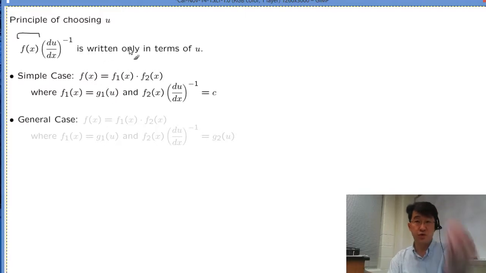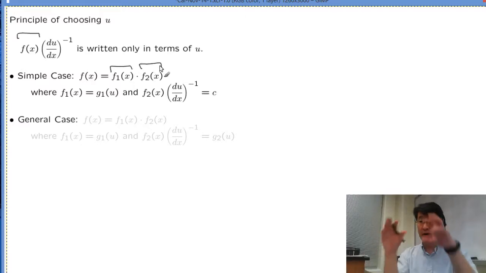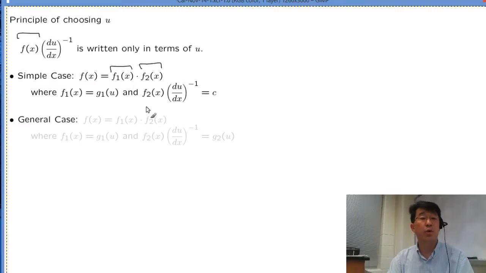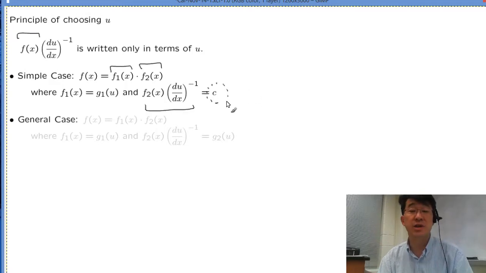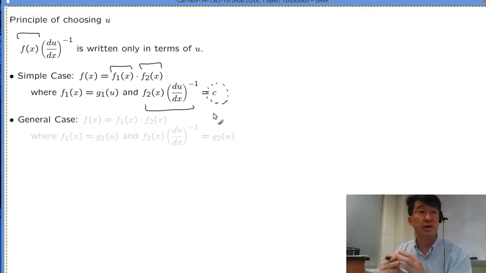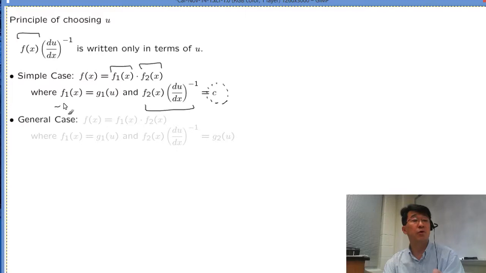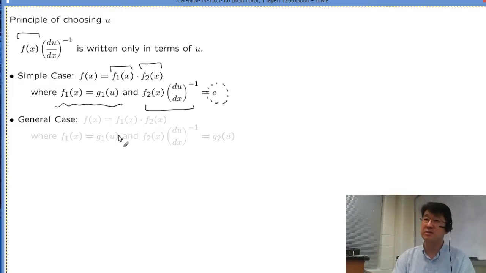So the principle of choosing u is such that first you look at this function in two parts, a product of two parts, such that one of the parts is multiplied by the reciprocal and becomes c. What is c representing? Constant, right? The x's disappear, leaving only a constant. If that happens, and if the remaining part is all written in terms of u, then you got the right choice. So it's written in abstract form like that, and we're going to practice, all right?